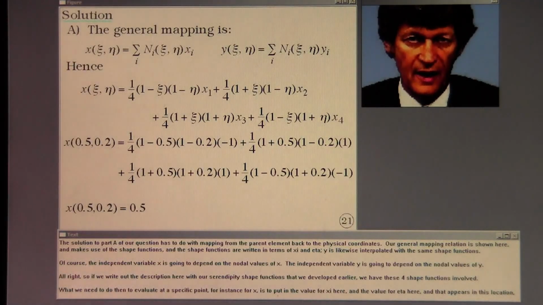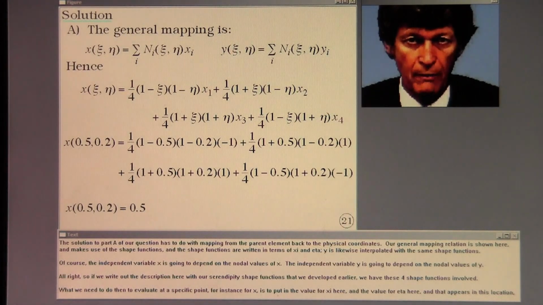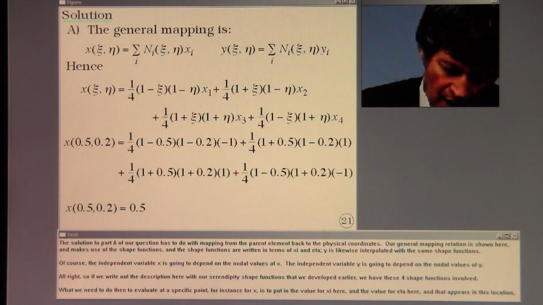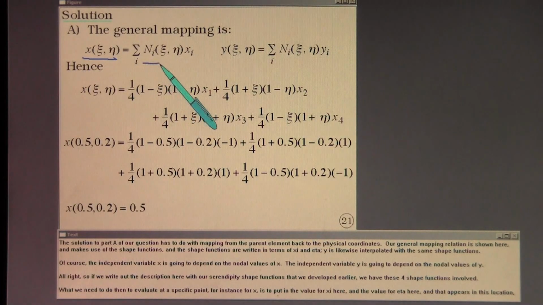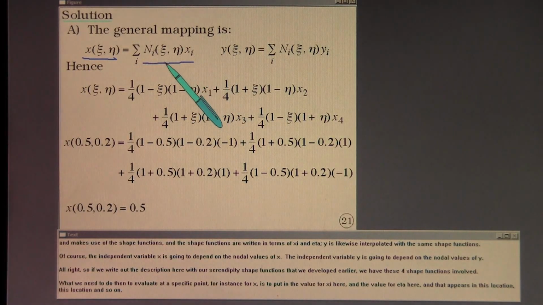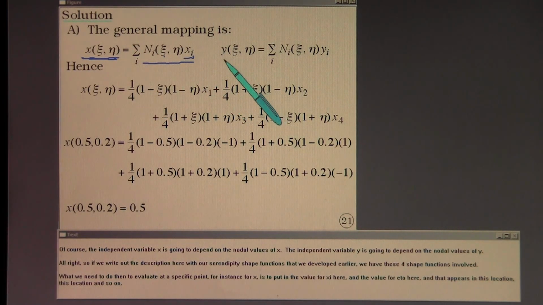The solution to part A of our question has to do with mapping from the parent element back to the physical coordinates. Our general mapping relation is shown here and makes use of the shape functions, and the shape functions are written in terms of Xi and eta. Y is likewise interpolated with the same shape functions. Of course, the independent variable x is going to depend on the nodal values of x. The independent variable y is going to depend on the nodal values of y.